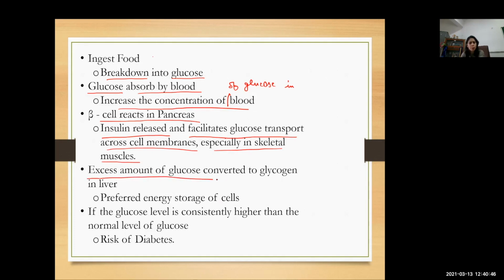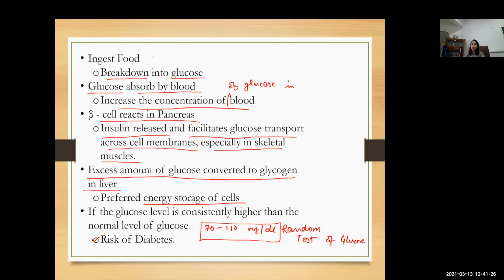Excess glucose gets converted to glycogen in the liver, which is the energy storage of cells. If the glucose level is consistently higher than the normal level, what is the normal level? It is 70 to 110 mg per dl according to WHO. Then we can say that the person is at risk of diabetes. This reading is called the random test of glucose.